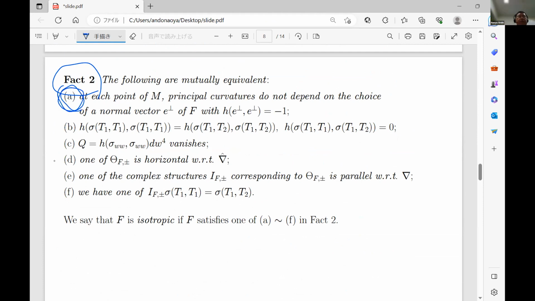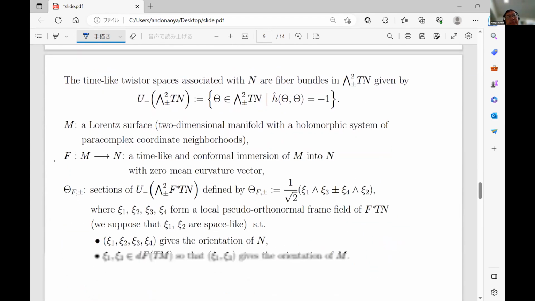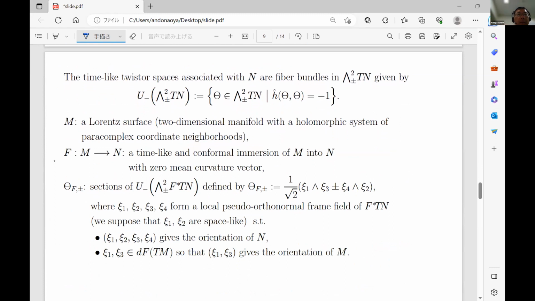Since the space is neutral and the surface is space-like, non-zero normal vectors are time-like, so we need this condition. We said that F is isotropic if F satisfies one of the above 6 conditions. The time-like twistor spaces associated with N are fiber bundles in these two subbundles given by these.